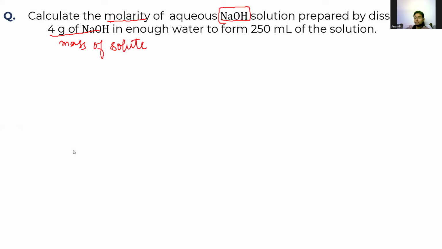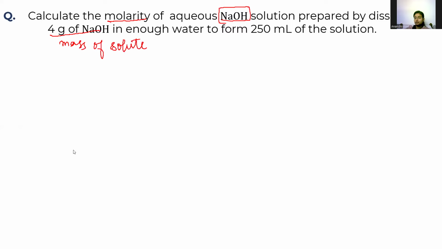Calculate the mass of sodium acetate required to make 500 ml of 0.375 molar aqueous solution. And the molar mass of sodium acetate is given as 82 gram per mole. Molar mass is given. We need to find out the mass of sodium acetate. And 500 ml is the volume, and 0.375 is the molarity. So how will you proceed?